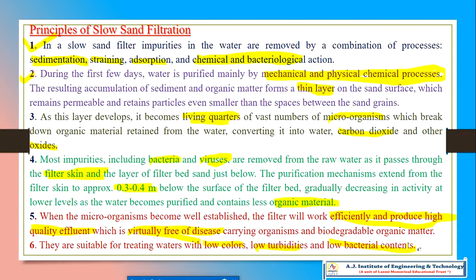That bacteria and organic matter will make a thin layer on the sand surface, which remains permeable. This layer will develop and become a living quarter for the microorganisms, which will break down the material and convert it into water, carbon dioxide and other oxides. Most of the impurities, bacteria and viruses are filtered by this layer, which will become 0.3 to 0.4 meter and act as an efficient removal bed.